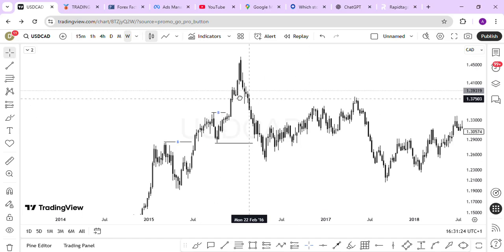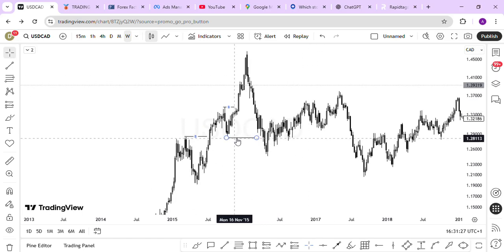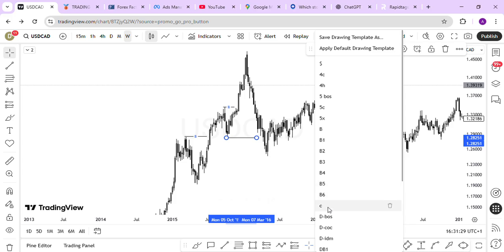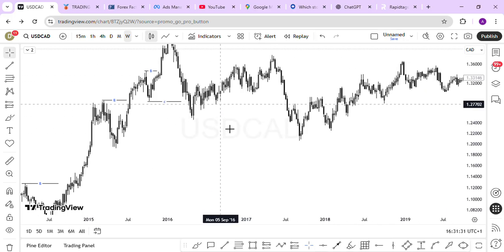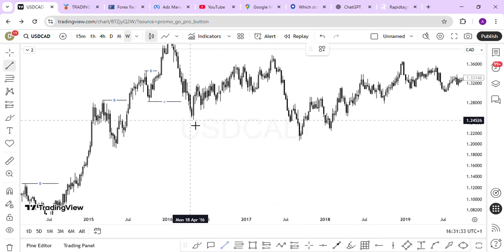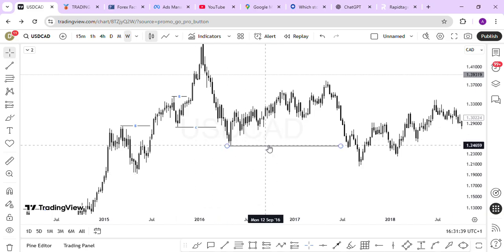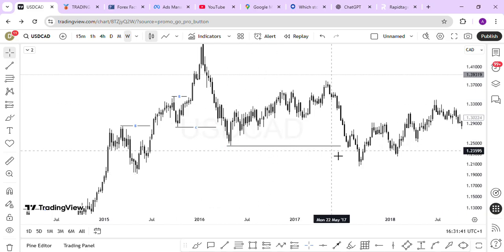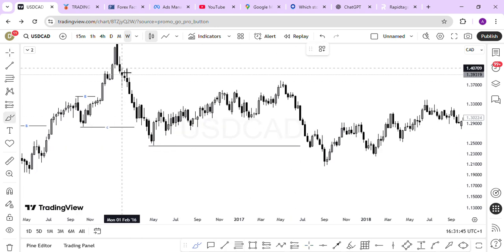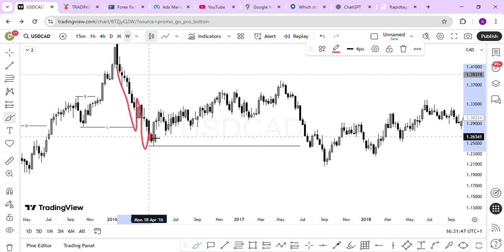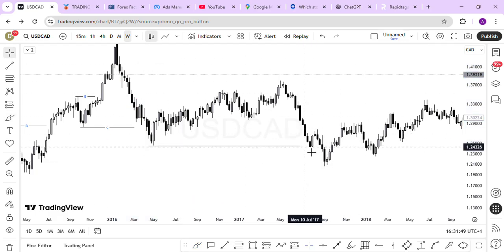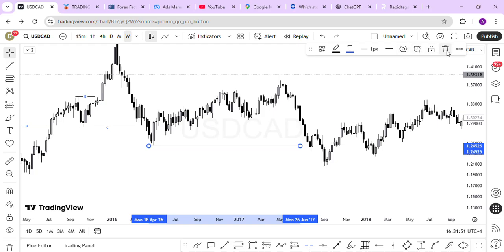As you can see, the market changed character here and pushed down, then broke with change of character again like this. After the market changes character, where is the break of structure? This is not break of structure, because if you look at this side, there is no valid pullback for the market to take out. So this is just a break to the downside.